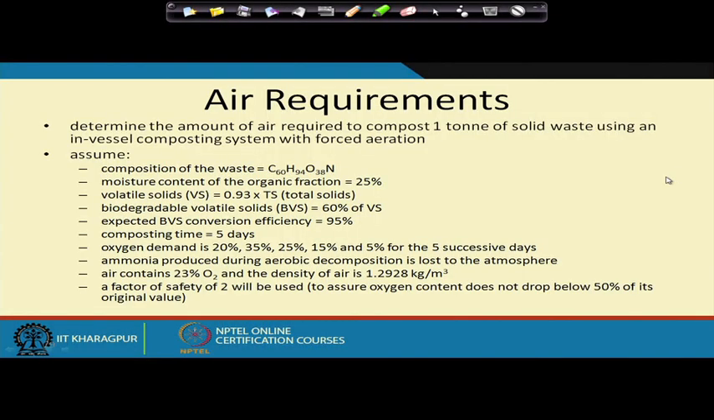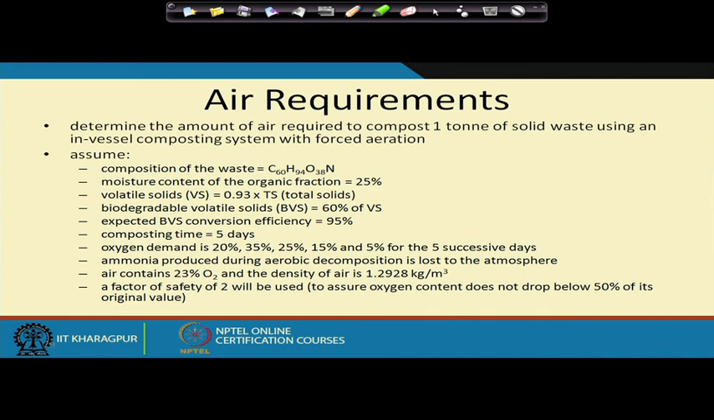Then air requirement. We'll try to do some math now on how to calculate air, because that's one of the most important parameters when you go for a compost design. One of the important parameters is to have an aeration system. So for development of the aeration system, we need to know how much air we need to add. So here, one problem is given.